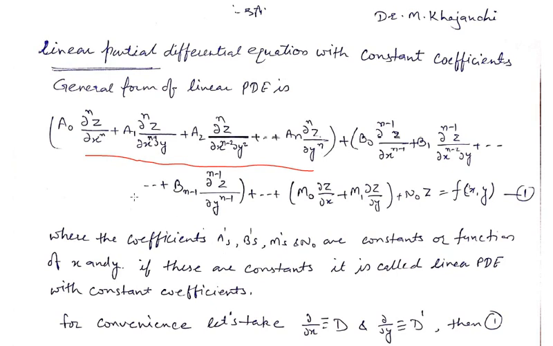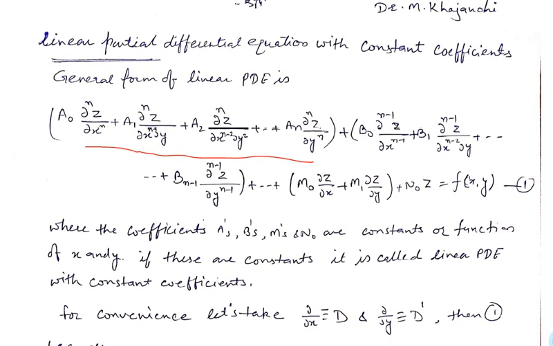If a, b, m, n are constant, then we say these are linear partial differential equations with constant coefficient, otherwise with variable coefficient. So in this video we will discuss only those equations which are with constant coefficient, and the right hand part is f(x,y), which is a function of x and y.